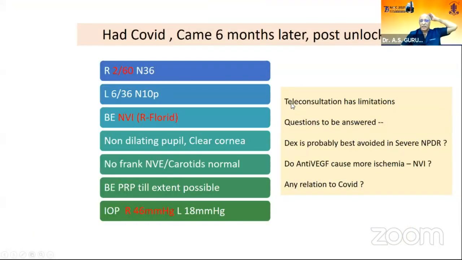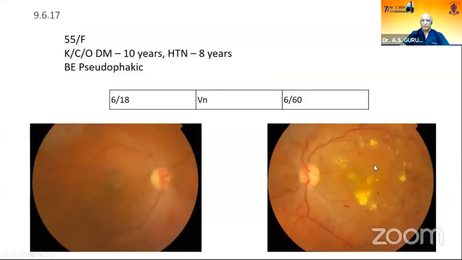So this patient had COVID and came 6 months later post unlock, and this is what the patient had. He had florid NVI in both the eyes. Although there was a teleconsultation session in between, it has its own limitations. Questions to be answered are: Dex is probably best avoided in severe NPDR. Do anti-VEGFs cause more ischemia and NVI as a result of that? And any relation to COVID is something that I would like to have the panelists' opinion on when we finish this presentation.